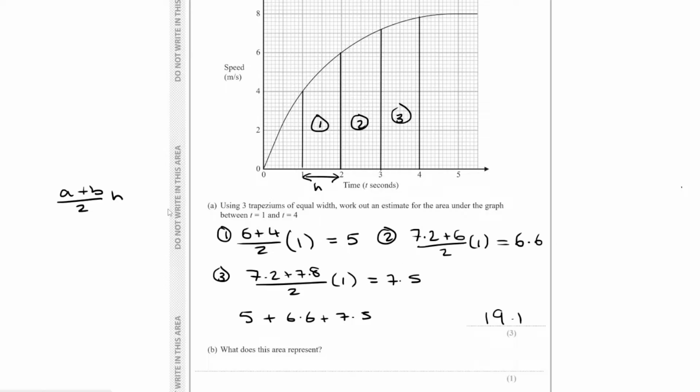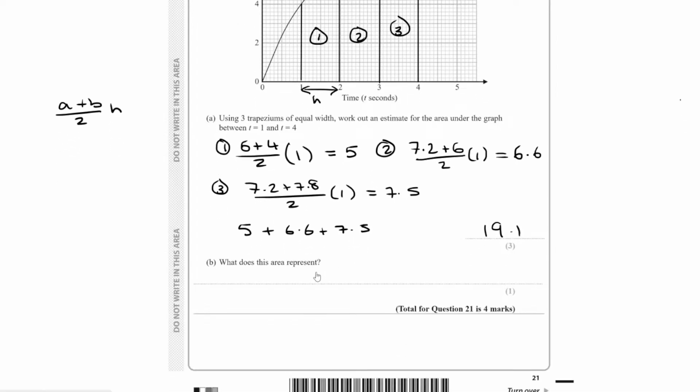Yeah, so then it says, what does this area represent? It's the distance, isn't it? Because we're effectively doing speed times time, which is distance. Distance or distance travelled. Yeah.